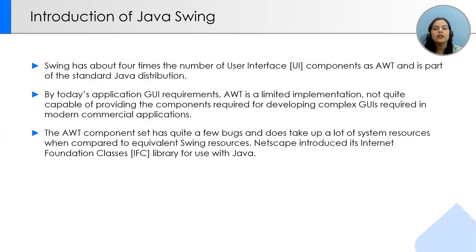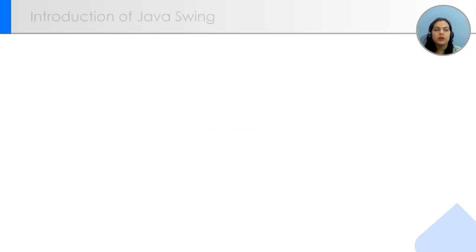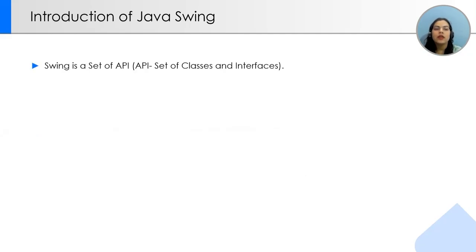Netscape introduced its Internet Foundation Classes, that is the IFC library, for use by Java Swing in Java technology. Its classes became very popular with programmers creating GUIs for commercial applications. Now, Swing is a set of APIs, that means a set of classes and interfaces. When we talk about API, that is application programming interface, it means a collection of classes as well as interfaces.